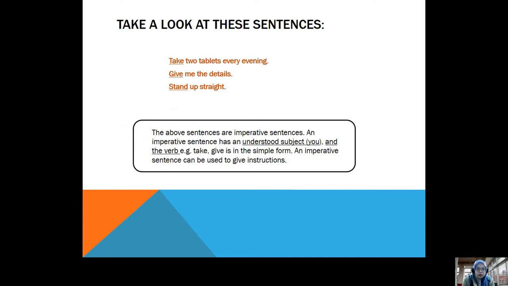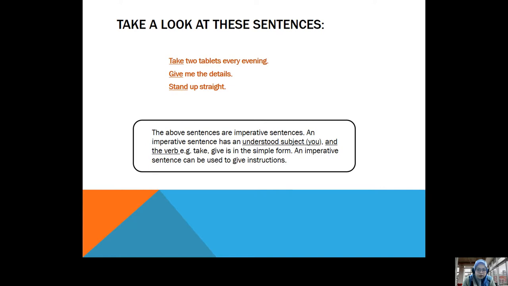For example, like this. Take a look at these sentences. Take 2 tablets every evening. So the imperative here is take. Okay. Give me the details. Give. Berilah. Stand up. Stand. Kena stand up. Okay.